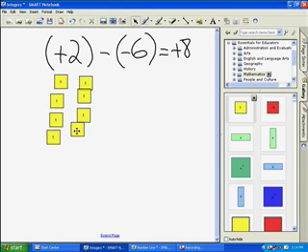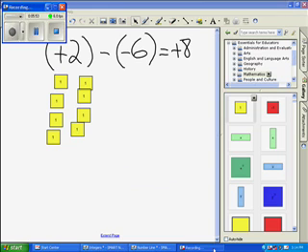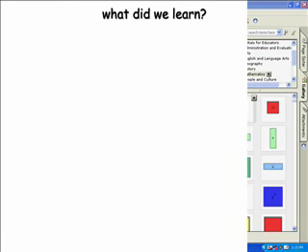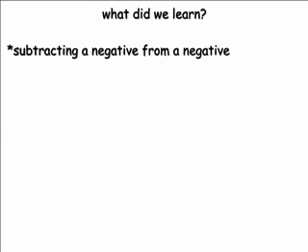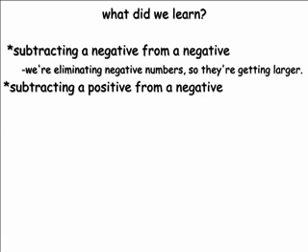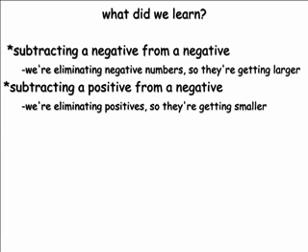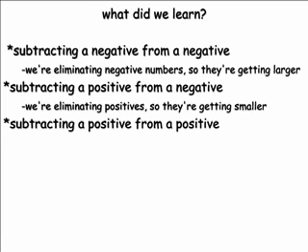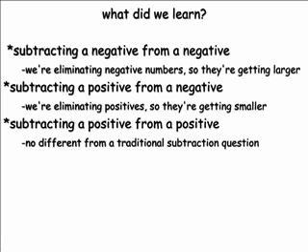All right? So now that we've seen it, let's review what it is that we have learned. Okay, so what did we learn today? Well, we learned that when we subtract a negative from a negative integer, we're actually taking negative numbers out of the situation. So while we think numbers should be getting smaller, they're actually getting larger, again, because we're pulling out those negative numbers, so they're going up. We learned that when we subtract a positive from a negative, we're taking positives out of the situation, so the opposite's happening, and the numbers are getting lower. So sometimes they go past the 0 and to negative numbers. And then we subtracted a positive from a positive, and we saw that it's really no different from a traditional subtraction question from what you're used to. So you just need to bear that in mind.